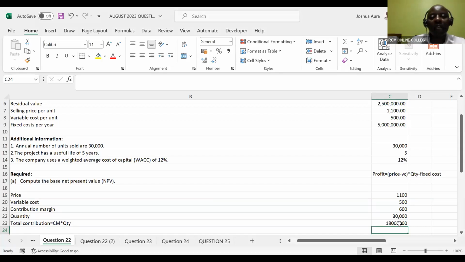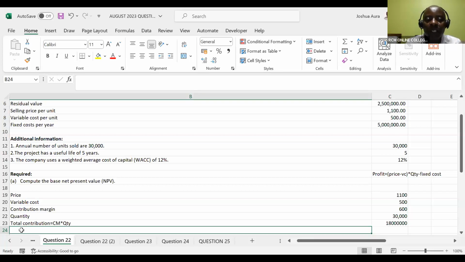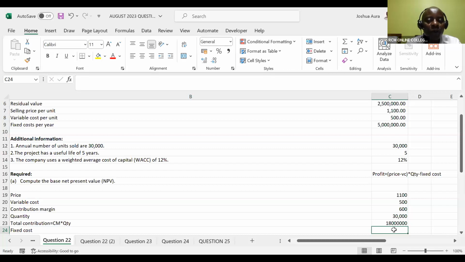So what do you think I shall do to be able to get a profit? To be able to get profit, I need to come and remove fixed cost. So I need to come here and type fixed cost here. Fixed cost is given as 5 million, but please don't pick it directly. I want you to learn this thing the very normal, ordinary way. So come and tell us this is 5 million. Just type it yourself. Type it like that.